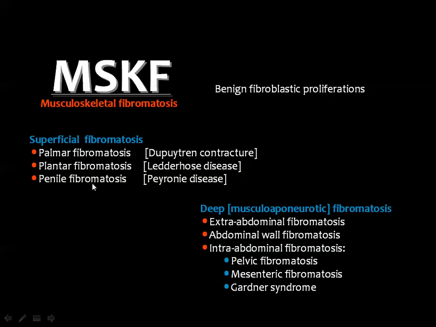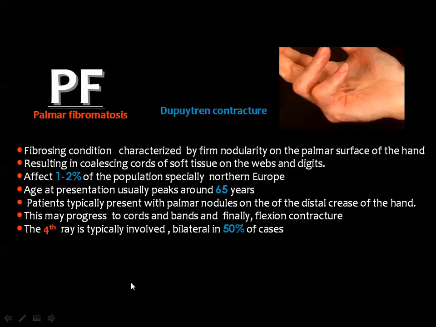We have superficial fibromatosis, palmar, plantar, and benign fibromatosis. Deep fibromatosis includes the extra-abdominal, the abdominal wall, and intra-abdominal fibromatosis, which can occur in the pelvis or in the mesentery or in association with Gardner syndrome.